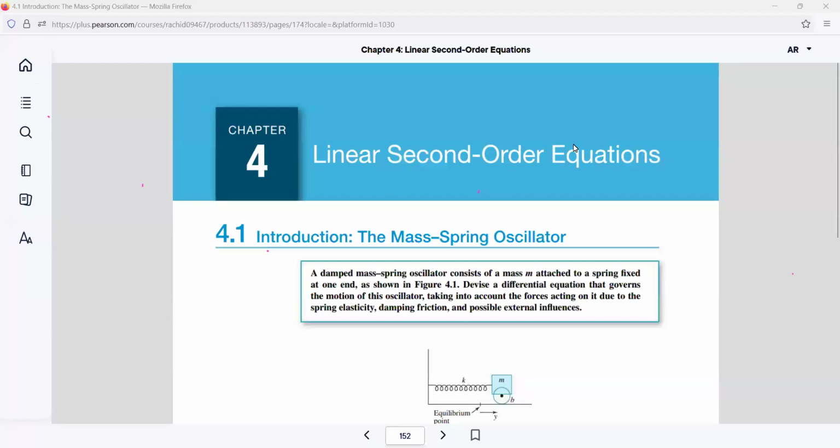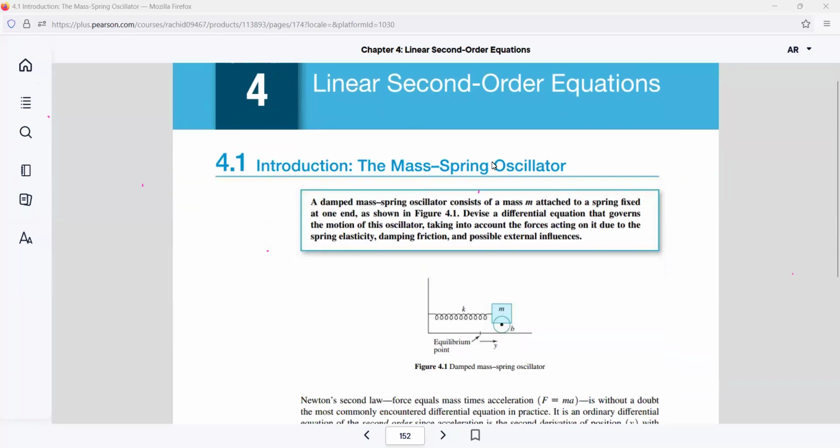Hello everyone. In this video, I'm going to give a quick introduction to the mass spring oscillator because we're going to start working on linear second order equations and how to solve them. We've done the first order and we did the analytical methods and a numerical method. This is one of the well-known applications, and most likely you've seen it somewhere, whether in trigonometry, calculus, or some other course like physics. But here we're going to work on it in detail, because differential equations are the specialty here.